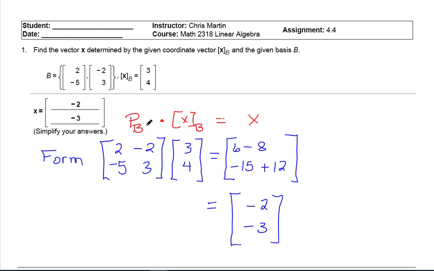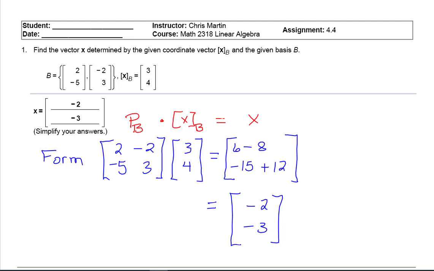Well, we simply form PB, which is we take B1 and B2, put them in the columns of our 2 by 2 matrix. It acts on the vector, its representation with respect to that basis. We do the matrix multiplication, and that gives us what the vector representation would be for that vector relative to the standard basis.